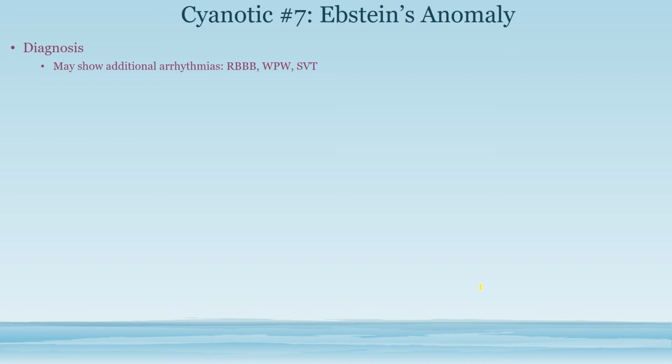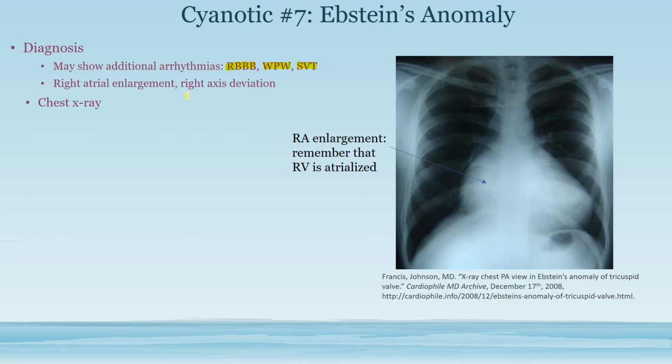Let's talk about diagnosis now. So diagnosis, if you see arrhythmias associated with a condition, you should think of Ebstein's anomaly, such as right bundle branch block, which is a delay in conduction on the right side, Wolff-Parkinson-White, which is an accessory conduction pathway, which we'll talk about in an arrhythmia section, and supraventricular tachycardia, where the atria beats too quickly, even though it's regular. The difference between SVT and atrial fibrillation is that SVT is regular, AFib is irregular. You also get right atrial enlargement and right axis deviation on EKG.